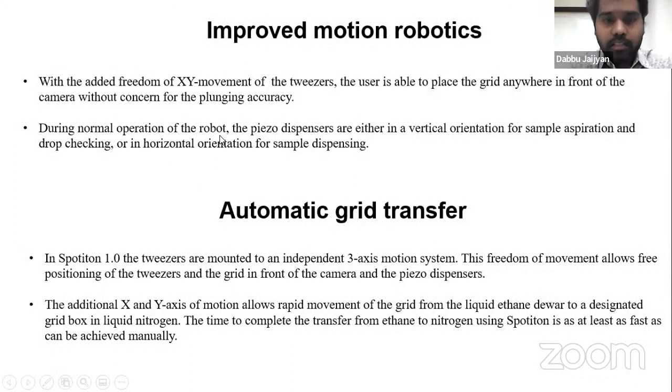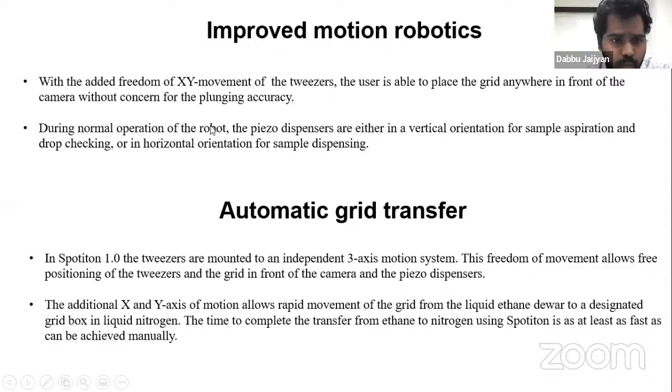In this device, Spotiton 1.0, we have different motions, like how the tweezers move and how the tips move and deposit the samples exactly at the right location on the grid. These are possible because of the improved motion robotics integrated with this machine. Here, what the authors have done with the added freedom of XY movement of the tweezers is that users are able to place the grids anywhere in front of the camera without concern for plunging accuracy.